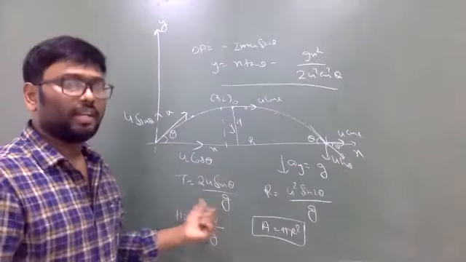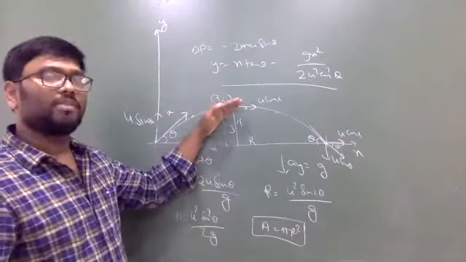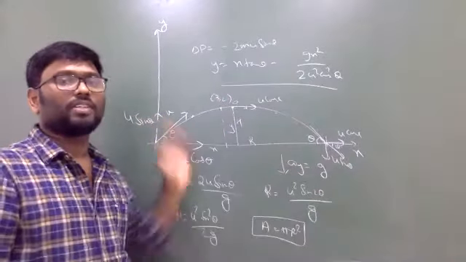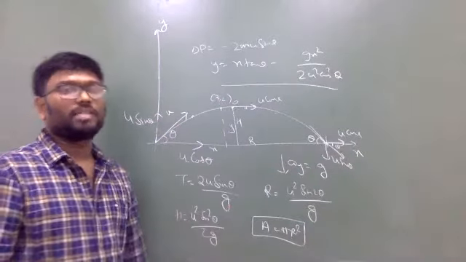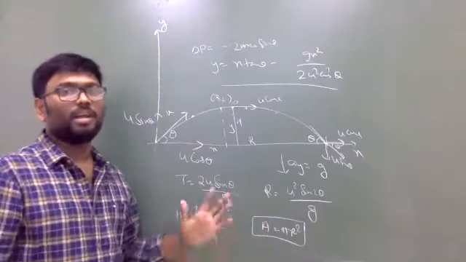This is time of flight. Here, time of ascent, time of descent. Time taken to go up is time of ascent. Time taken to come down is time of descent. Total time of flight is 2u sin theta by g. This h is the maximum height during the projectile, which is u square sin square theta by 2g.